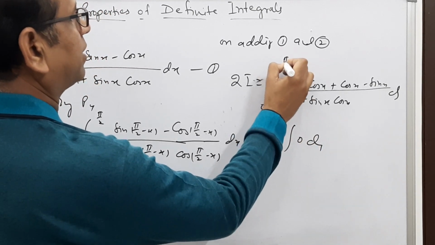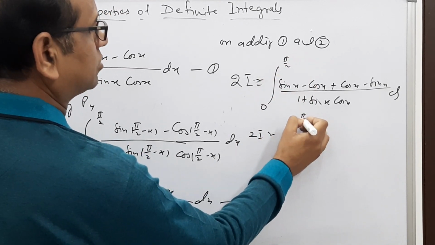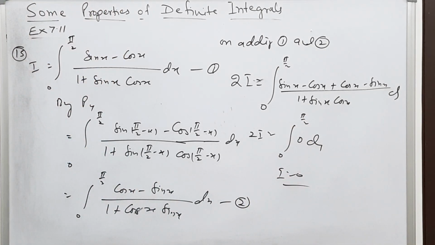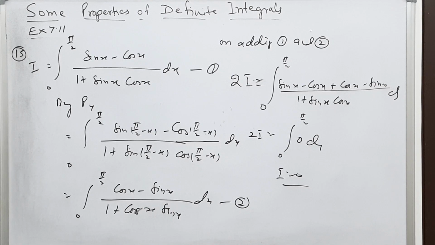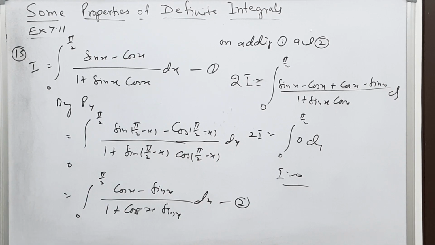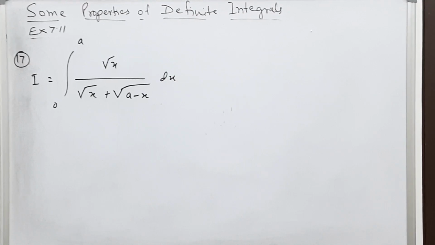It is 0 to pi by 2. This is also 0 to pi by 2. So what is the ultimate answer? The ultimate answer is 0. So you see, this is a wonderful use of the properties. If you know the property, it can be solved easily. But if you don't have the knowledge of the property, it becomes very complicated. So I hope this problem is clear to you. Next problem.